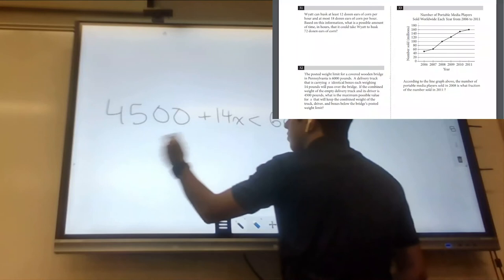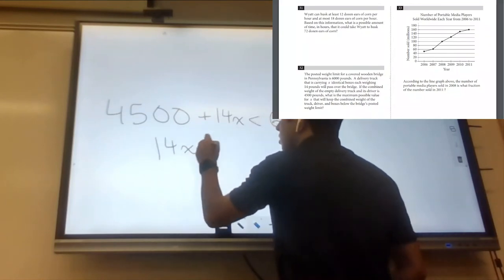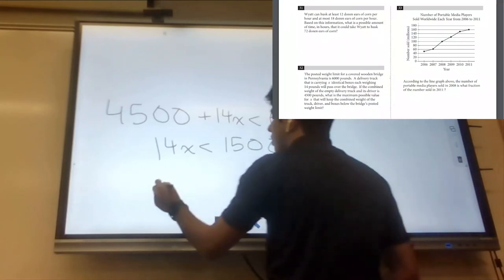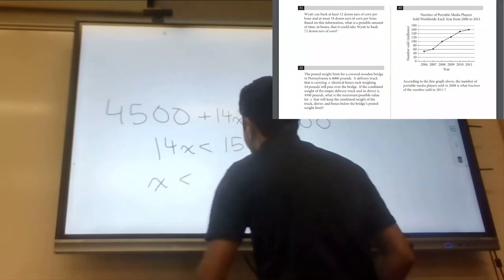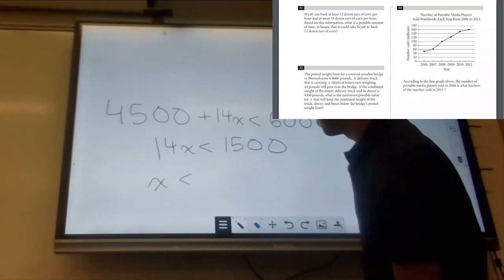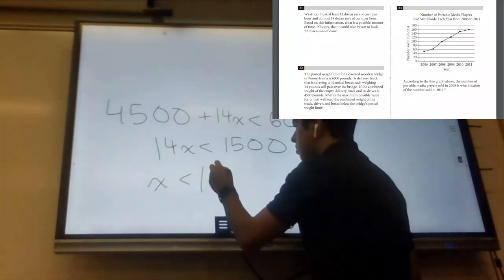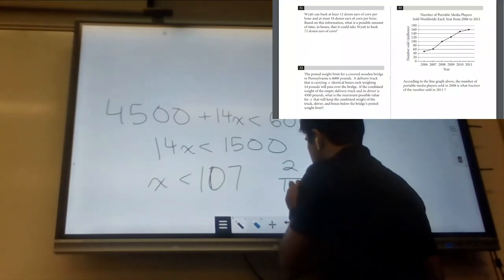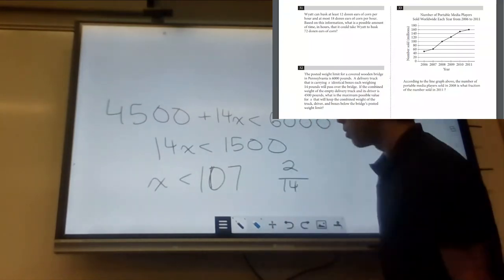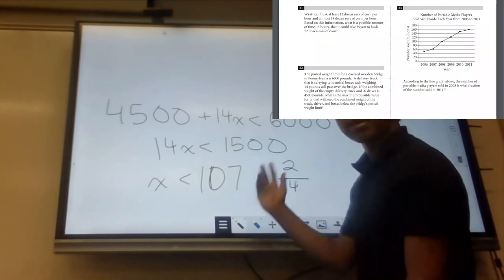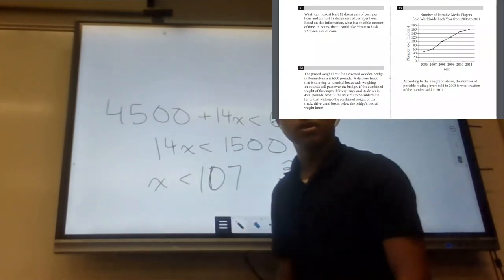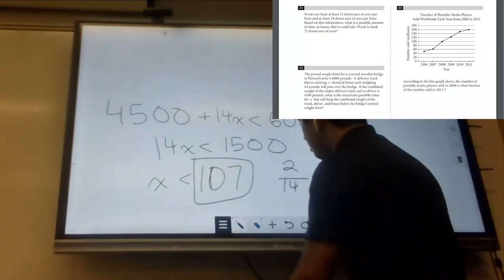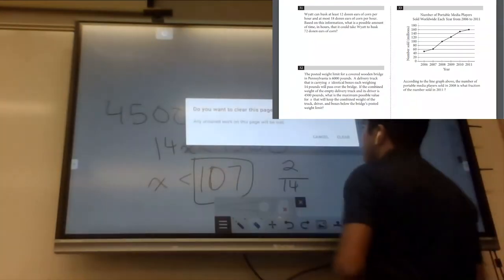So now you just have 14x is less than 1,500. You divide by 14, and that's going to be 107, and then you have 2 14s left over. You can check that on the calculator if you want, but yeah, that's correct. So our answer would be 107. That is it, and we can keep on going.